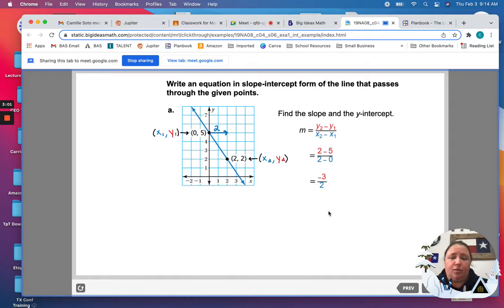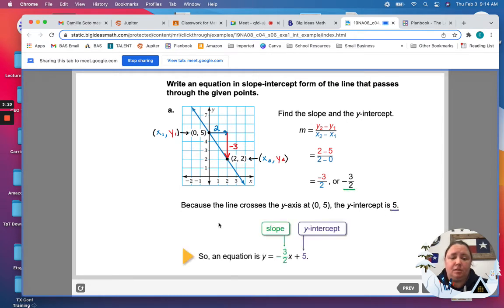Now, can we see where our y-intercept is? Where's the y-intercept? Yes, 5. It crosses the y line at 5. So our b would be 5. So you can write this as y equals negative 3 halves x plus 5. And you have now written it in slope-intercept form.